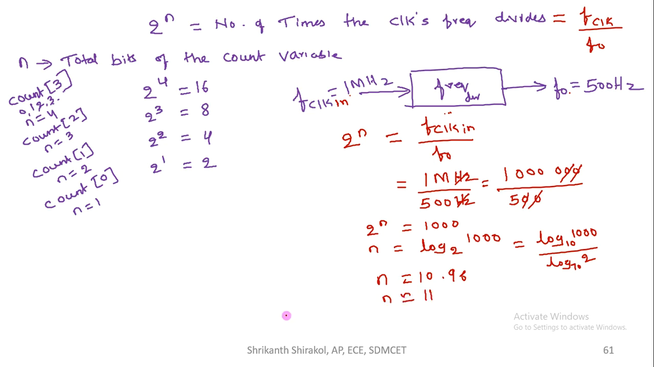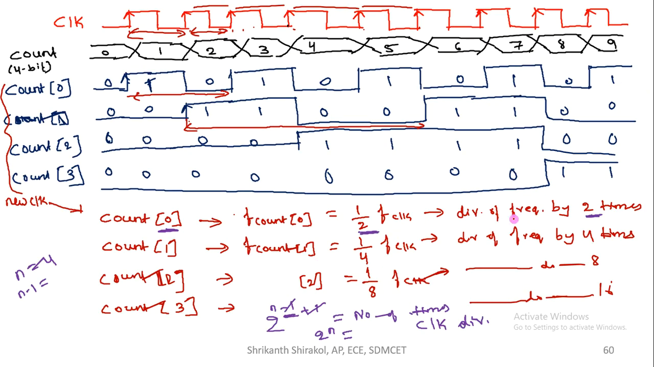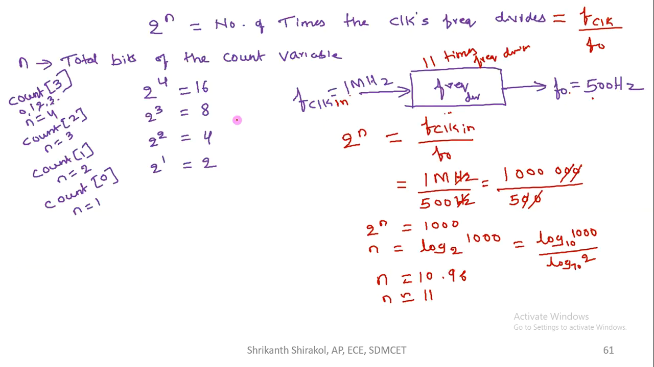Approximately, it is 11. So 11 times frequency division is needed. See, in the previous slide, division of frequency by 2 times means n equal to 0 is needed. Division of 4 times means 1. Division of 8 times means 2. Division of 16 times means 3. So for 11, directly we got n equal to 11.